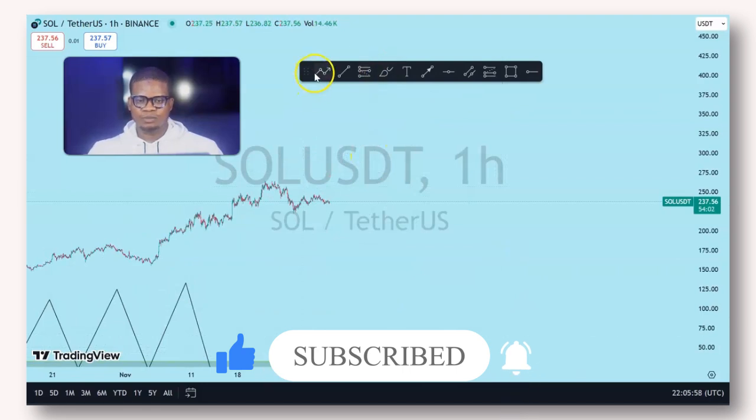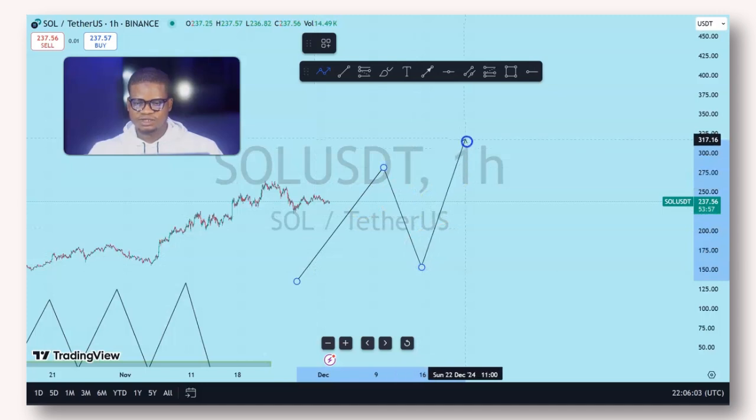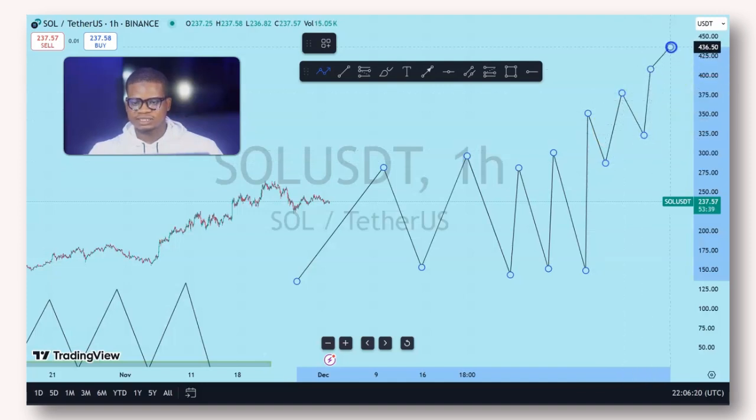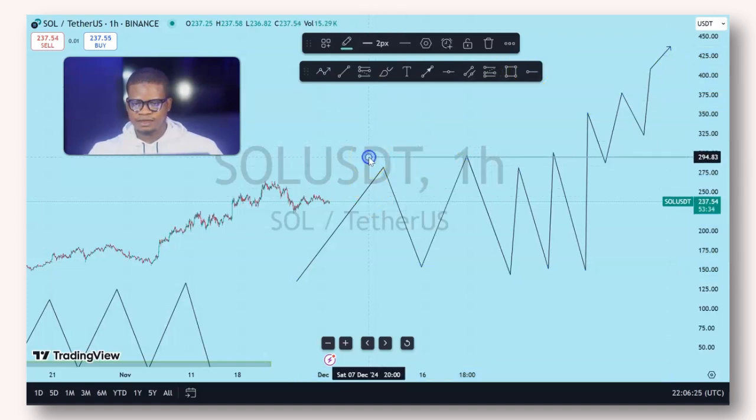Resistance can also turn to support. For example, let's say price goes up, reverses, goes up, reverses, goes up, reverses, goes up, reverses. That area has turned to resistance. Then let's say it goes up, breaks the resistance, reverses, and it starts going up. We would say that the resistance here has turned to support. This is the resistance here. It got broken here and it has turned to support. That is simply what support and resistance mean in the crypto, forex and stock market.